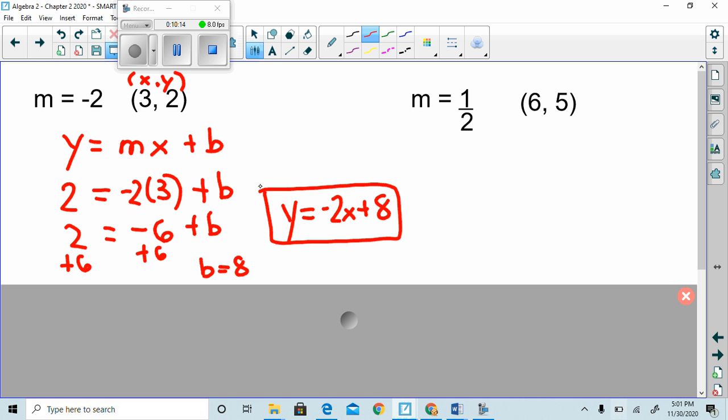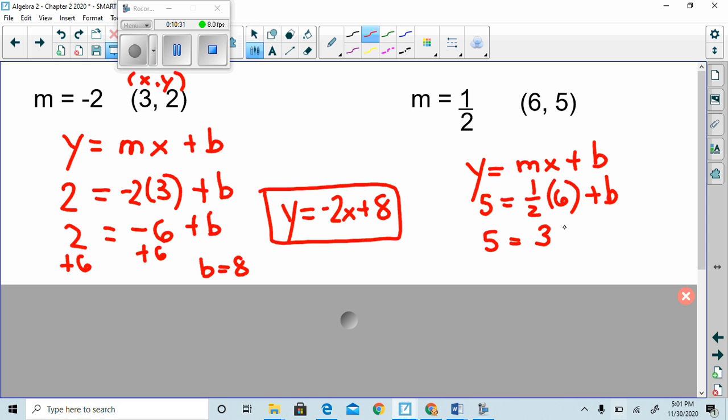One last one for today. Y is equal to mx plus b once again. What do I know? The y, the m, and the x. What am I looking for? B. 5 is equal to, well, 1/2 of 6 is 3. I'll subtract 3, and we get b is equal to 2. So my equation is y is equal to 1/2 x plus 2. We'll be doing more of these, but my main focus today was on the review.